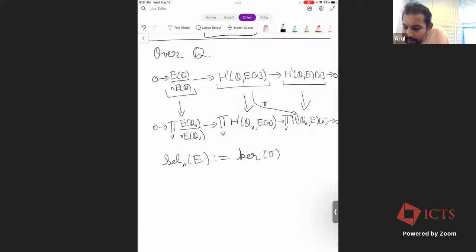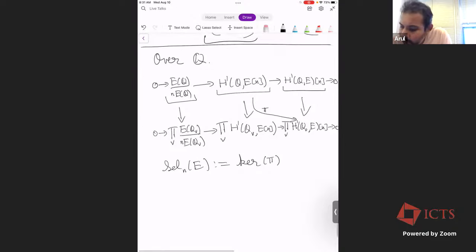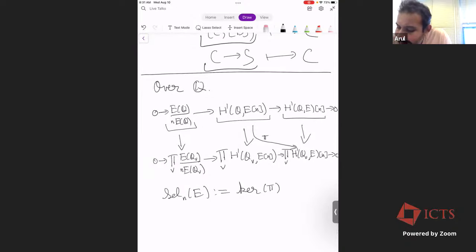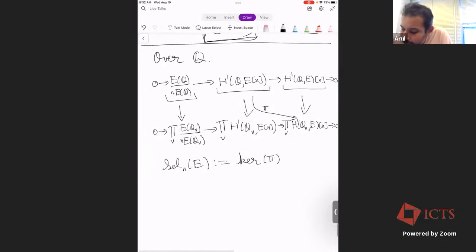So what did we gain by this? Well, first of all, suppose we have an element in H1(Q, E[N]) that's represented by a Brauer-Severi diagram, C goes to S, then its image in H1(Q_v, E) is simply C, the torsor C, but considered as a torsor over Q_v. And we are interested in the kernel of pi, so we want to understand when an element is trivial in H1(Q_v, E).